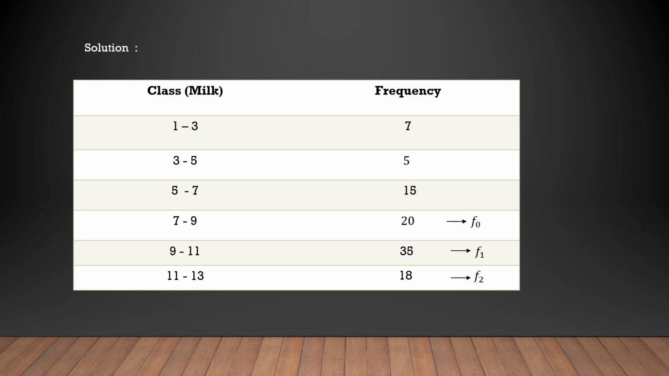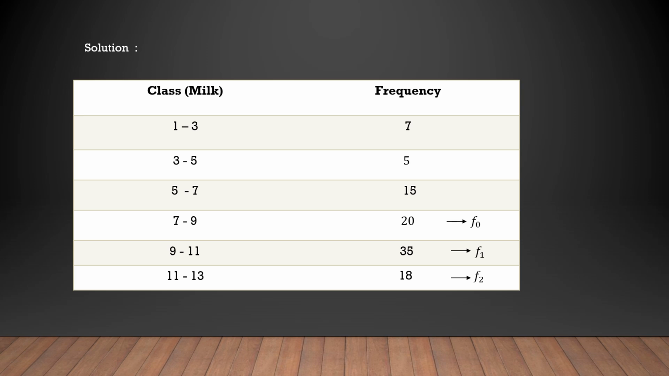So the solution is, here we draw two columns: first for the class, milk in liters, and then frequency. So 1 to 3, frequency is 7; 3 to 5, 5; 5 to 7, 15; 7 to 9, 20; 9 to 11, 35 and 11 to 13, 18. So here, by observing, we find the maximum frequency. From this, the maximum frequency is 35. So the value of F1 is 35. Then we find the modal class.